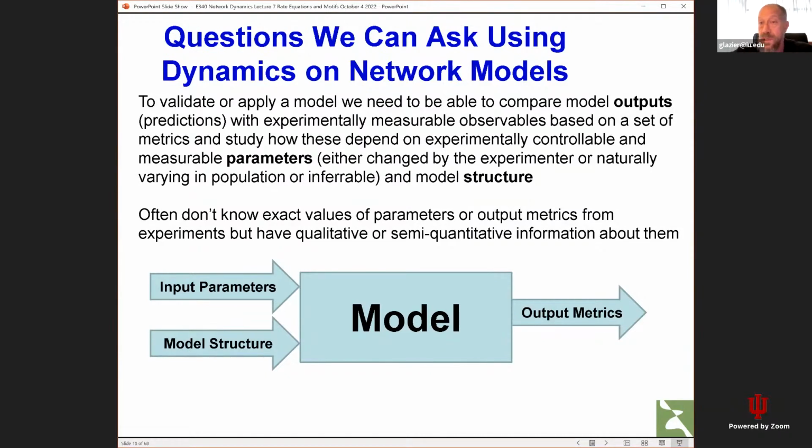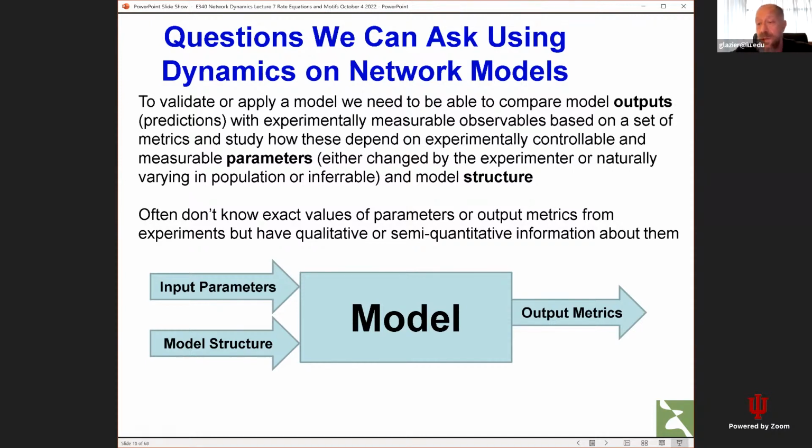Are they Hill functions? Are they something else? Are they activators? Are they inhibitors? Connection. And then a set of parameters. And those parameters could be the initial values of our concentrations. They could be the rate constants. They could be those Michaelis or Hill constants and so on, the Vmaxes. Together, those model structures and input parameters will give us some time series, which is how the system evolves. And that time series may have some long-term behaviors, steady states or otherwise, that we're interested in.